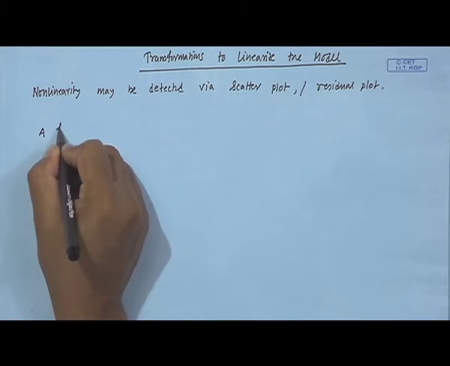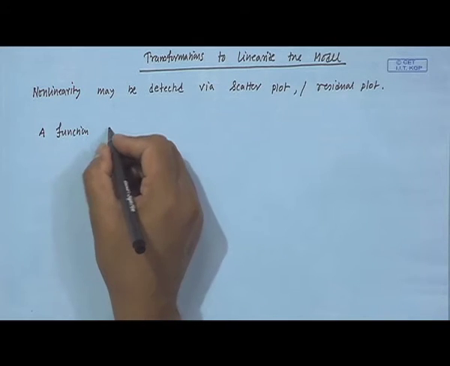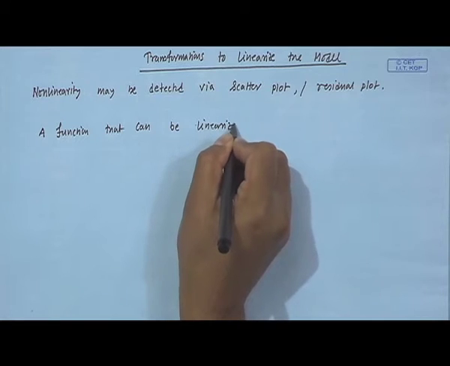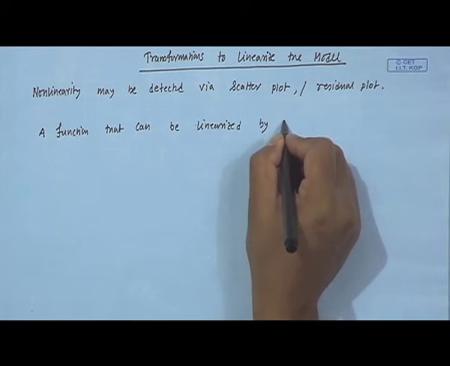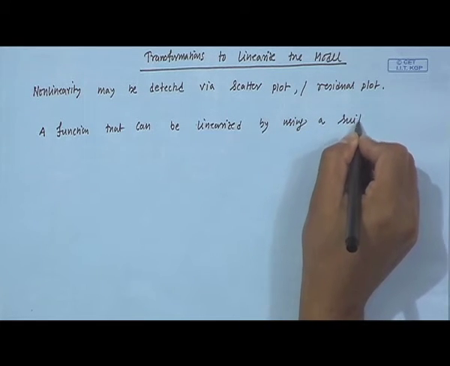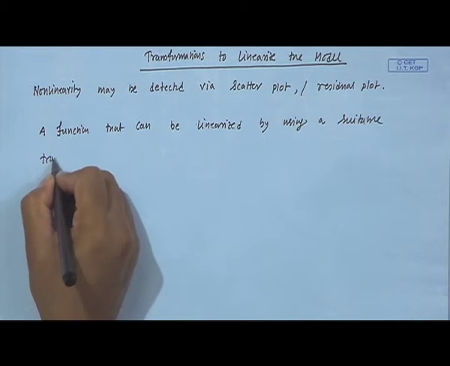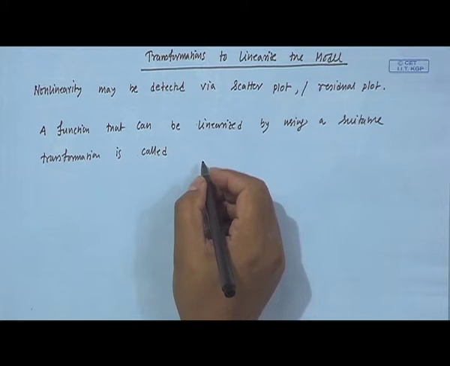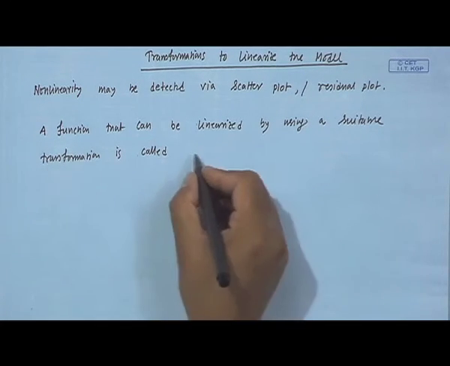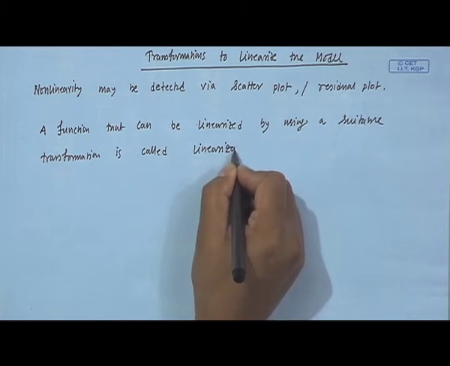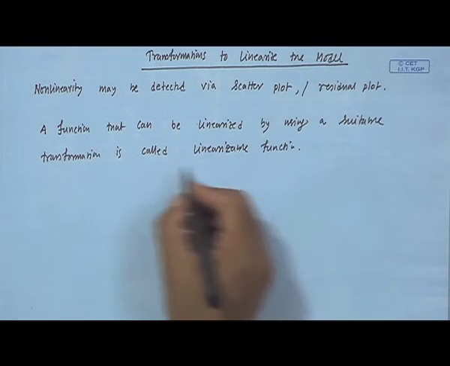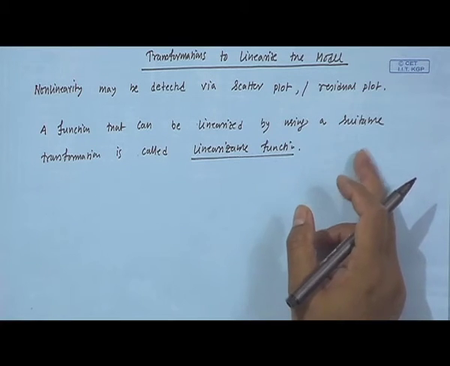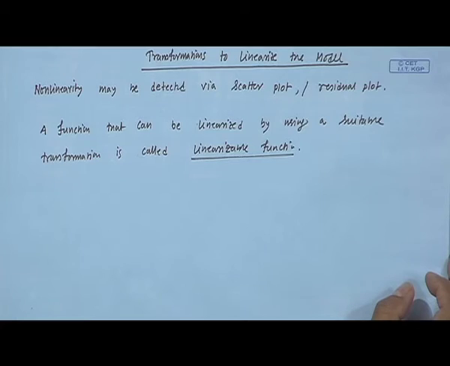So, a function that can be linearized by using a suitable transformation is called a linearizable function. So, there are some functions which can be linearized by using a suitable transformation very easily. Those are called linearizable functions.